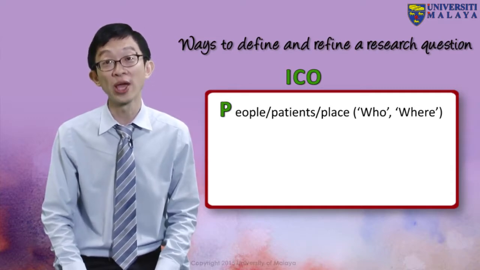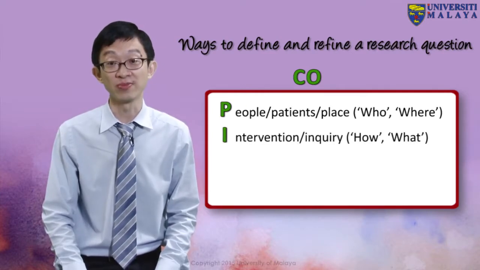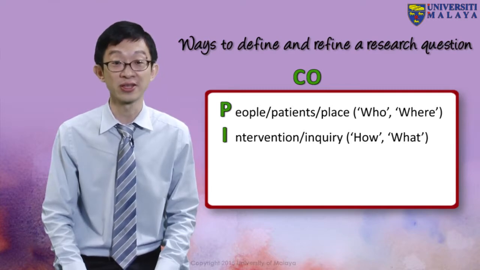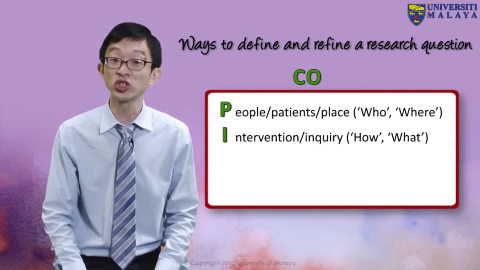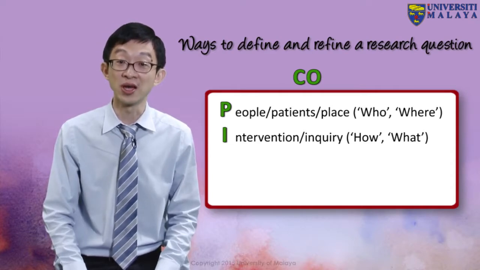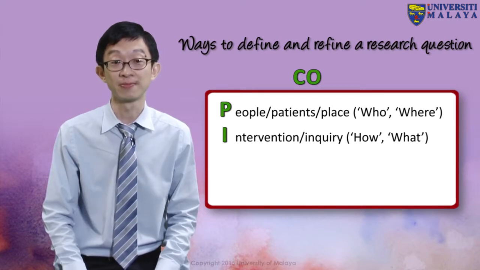This is the who and where. I refers to intervention. This is relevant if you are conducting an intervention study, and the type of intervention should be included in the research question. This informs the reader what the intervention is and how it is done.